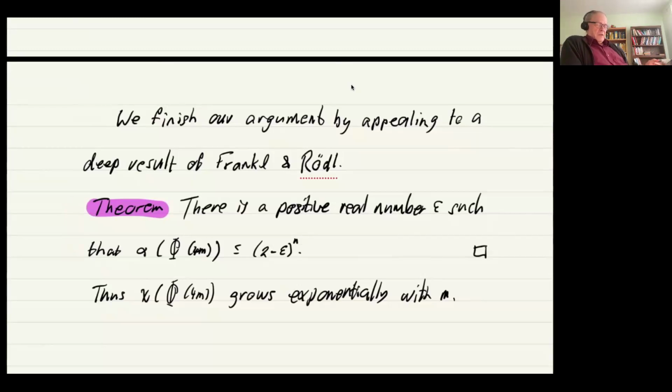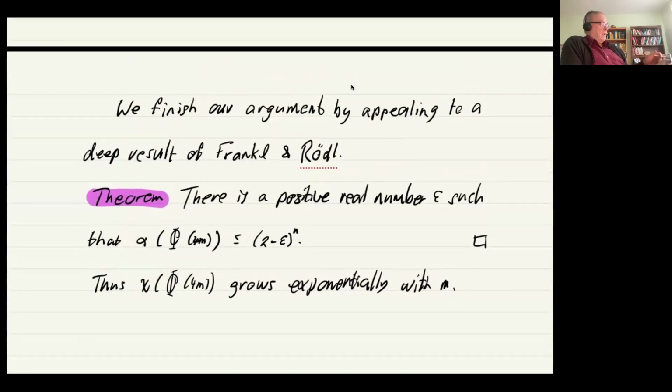So that tells us that the chromatic number of phi of n increases exponentially with n, whereas the quantum chromatic number is constant, equal to n. And so that gives us our class of examples. And we're going for time.